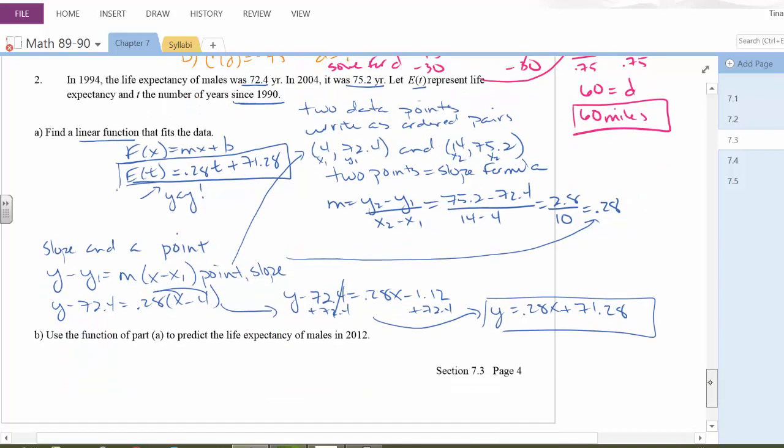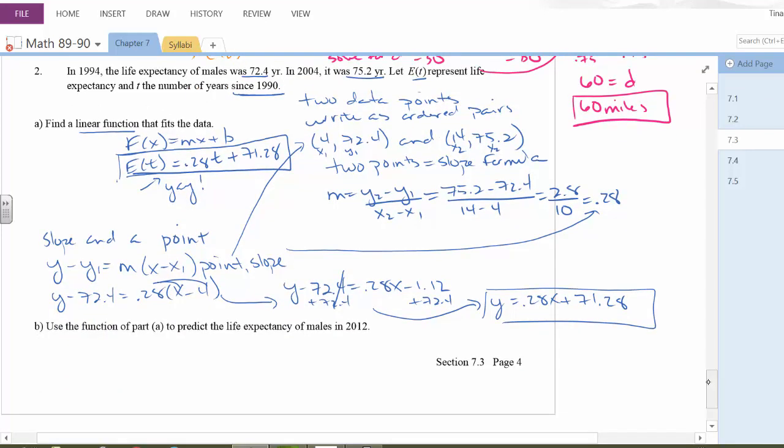Okay, so let's answer one more question pertaining to this. Use the function in part A to predict the life expectancy of males in 2012. Well, obviously I wrote this before 2012 because we aren't predicting as much as we're looking backwards, I guess you could say. So how would I find the life expectancy of males? Well, remember, this is our function, and there are 2 variables in this function. You have e of t and t itself.